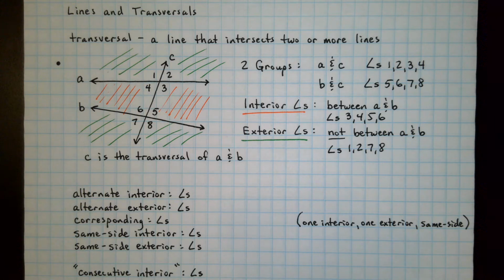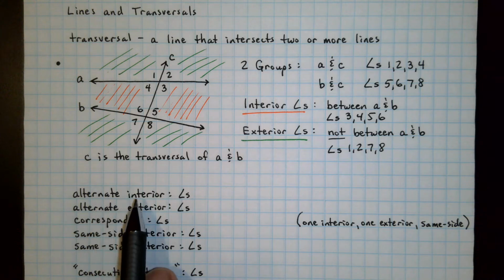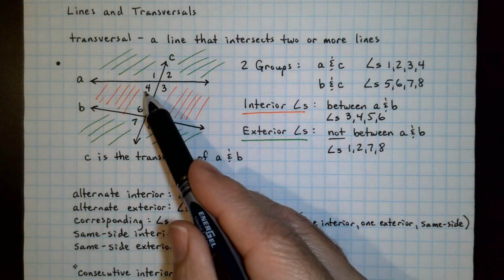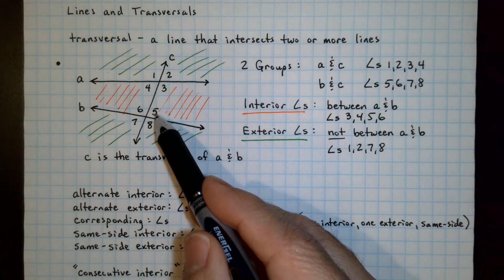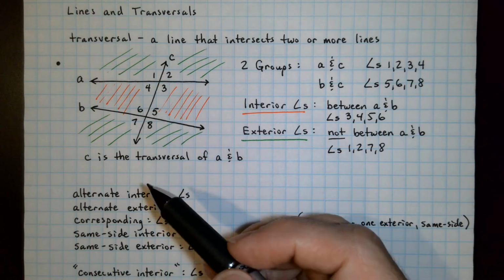Those are called exterior angles. Well, we have 5 important labels that we can give angles depending on where they're located. Let's start with the first one. Angles that are interior but that fall on opposite sides or alternate sides of the transversal are called alternate interior. An example of that would be angle 4 and angle 5, and also angle 3 and angle 6.